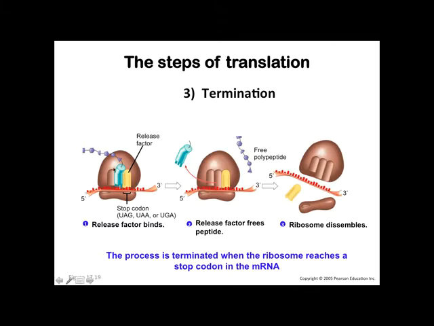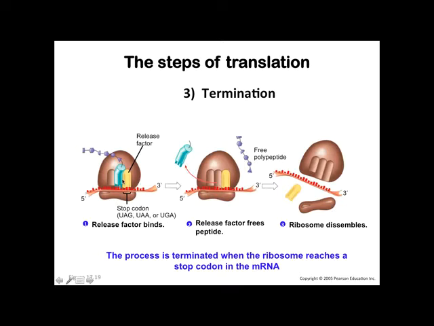Termination is obviously the last step. In the last step, termination is signaled by the presence of a stop codon. So we know that there are three stop codons, UAG, UAA, and UGA. And stop codons signal for a release factor to come to bind to the A site.